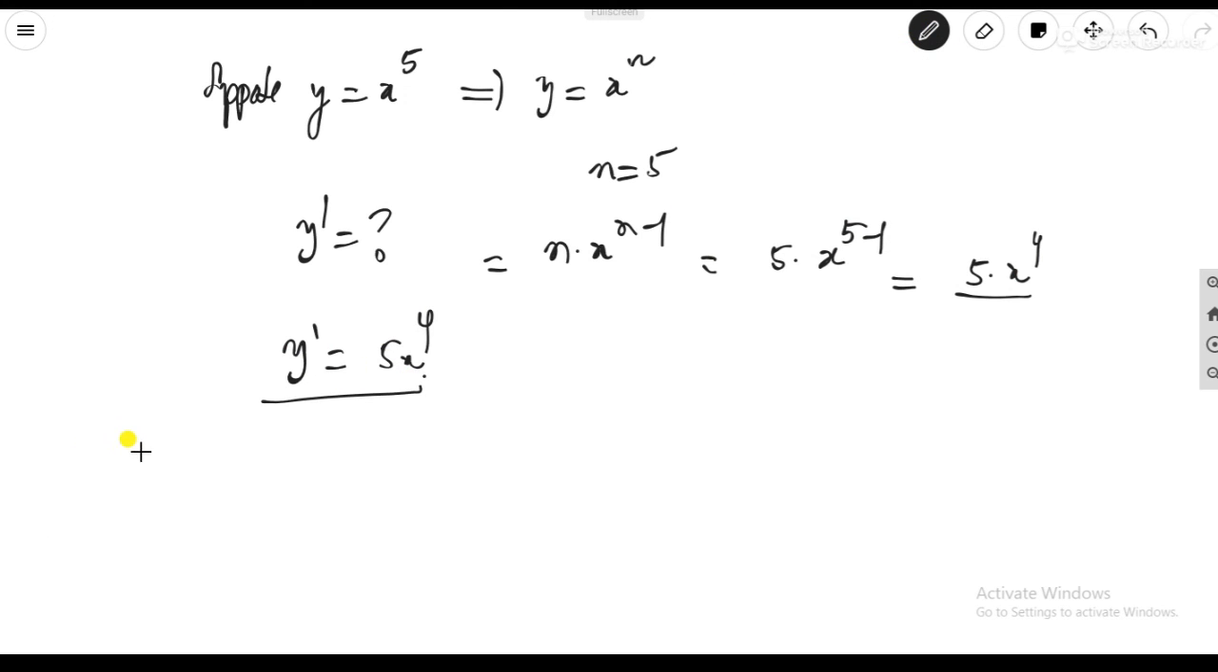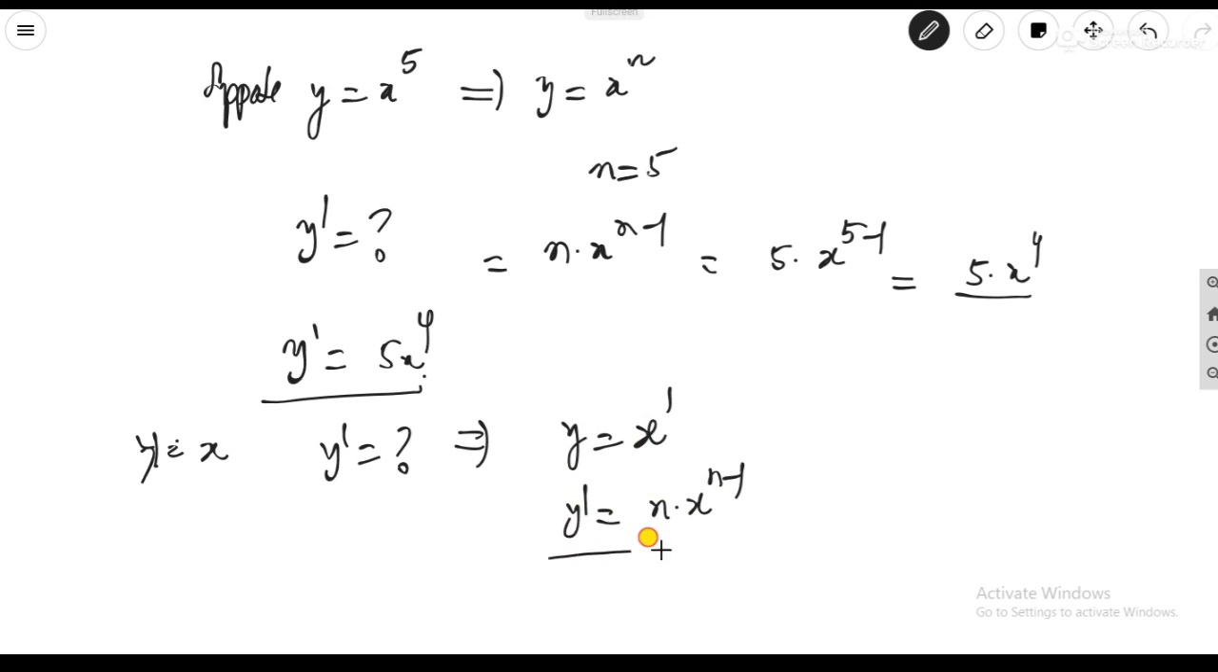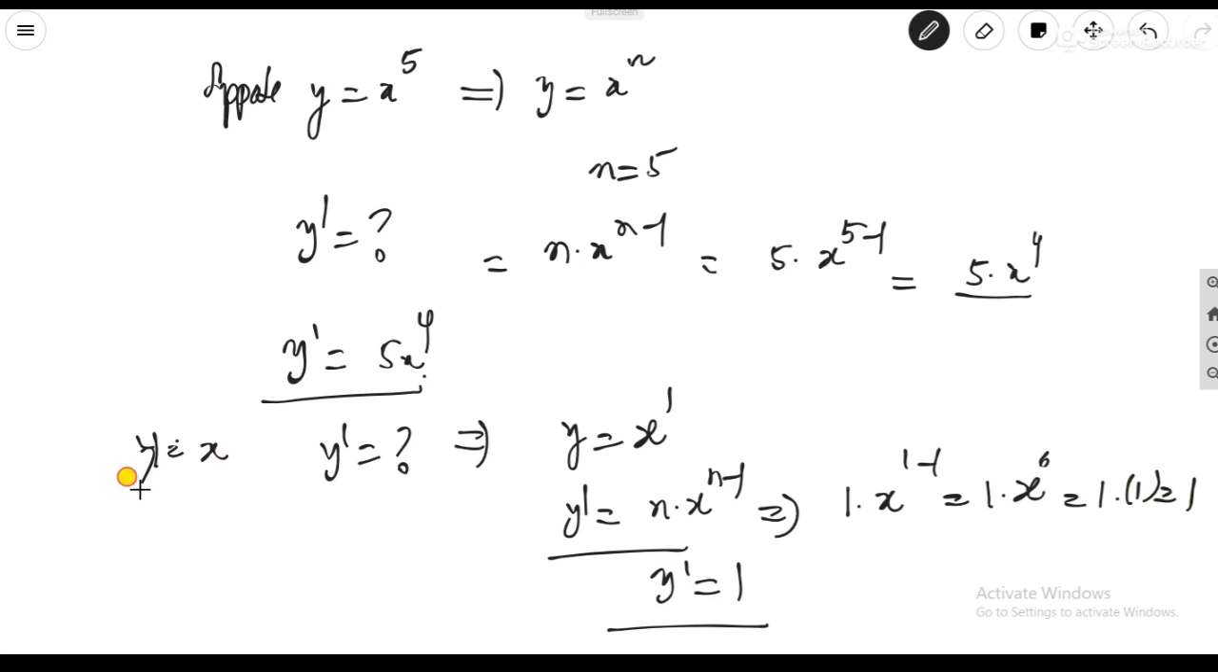Suppose we write one more equation, like y is equal to x. So what is its derivative? Here y is equal to x power 1. So we know that y dash is n into x power n minus 1. Using this we get 1 into x power 1 minus 1, that is equal to 1 into x power 0, that is equal to 1 into 1, equal to 1. So y dash is equal to 1, since x has no power here. The derivative of y is equal to x is 1.